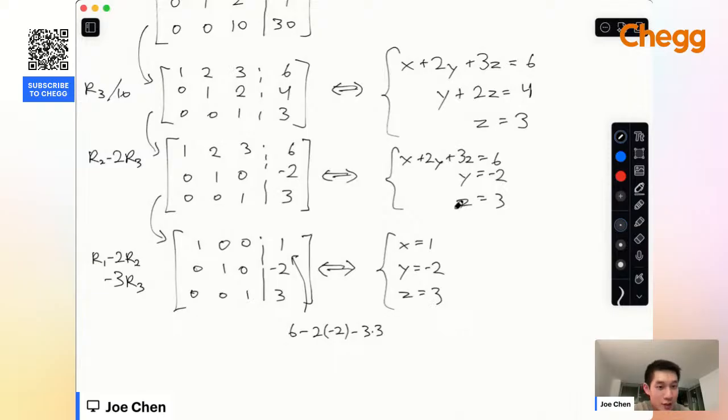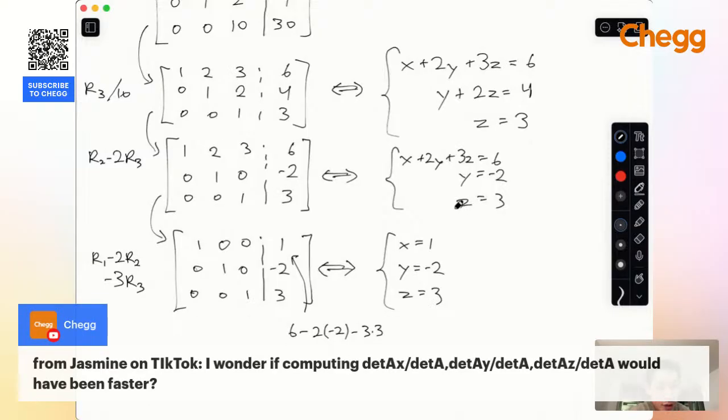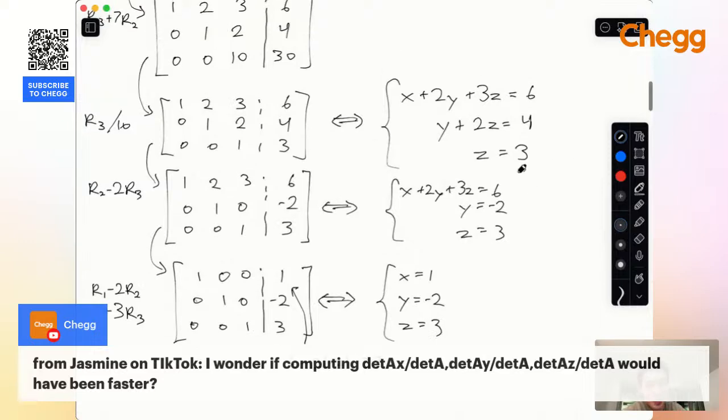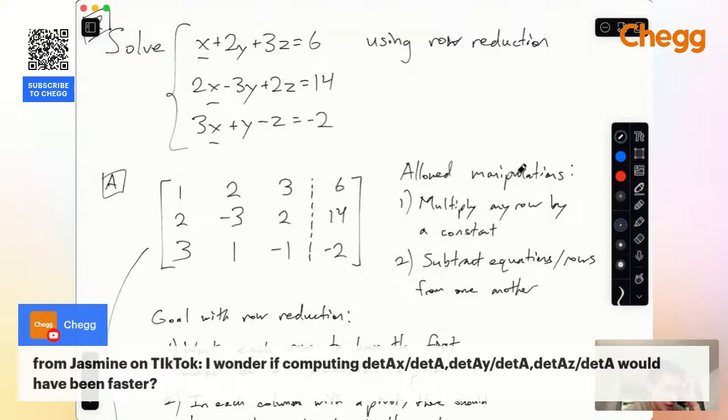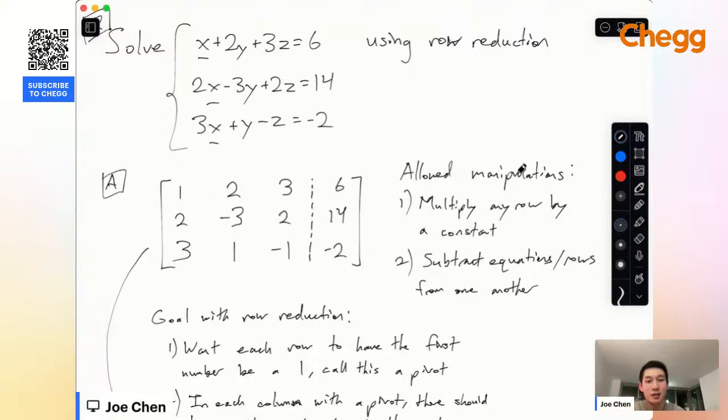Let's see. Okay, so here's a question from Jasmine on TikTok. I wonder if computing determinant of AX over determinant of A, determinant of AY over determinant of A, etc. would have been faster. Whether or not it would have been faster, I would argue if you do this a lot of times, this becomes not too slow. But I also wanted to stick today with what people typically are learning in the first or second week of linear algebra. There's a concept of determinants later, probably towards the end of a first year class in linear algebra. That's an alternative way of solving these equations.